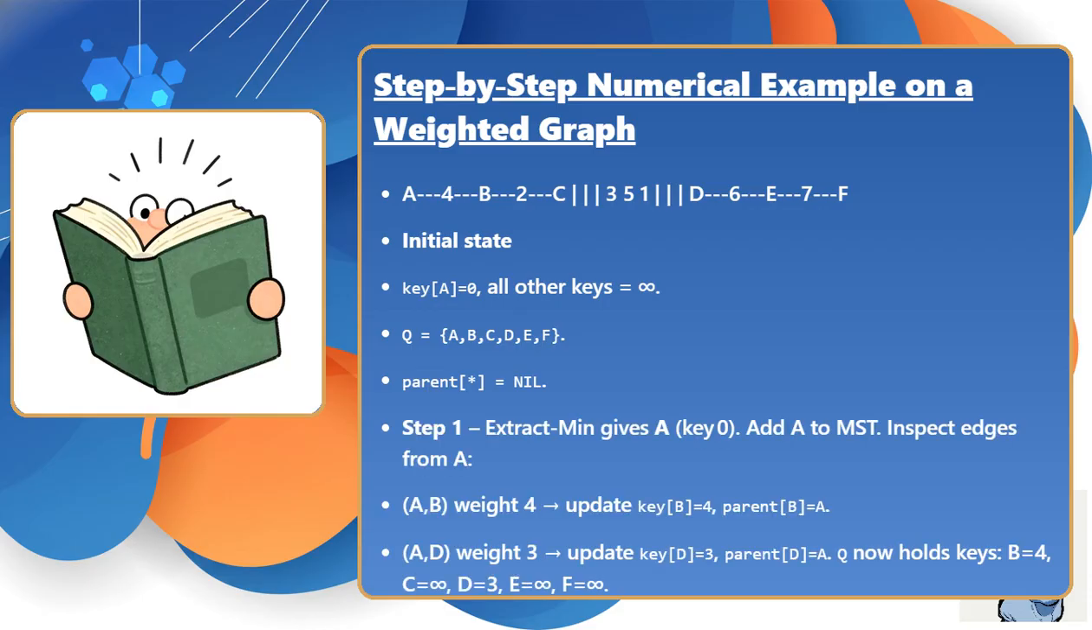Step 1. Extract minimum gives A with key 0. Add A to the minimum spanning tree. Inspect edges from A. Edge AB has weight 4, so update key of B to 4 and set parent of B to A. Edge AD has weight 3, so update key of D to 3 and set parent of D to A. The queue now holds keys B equals 4, C infinity, D equals 3, E infinity, F infinity.